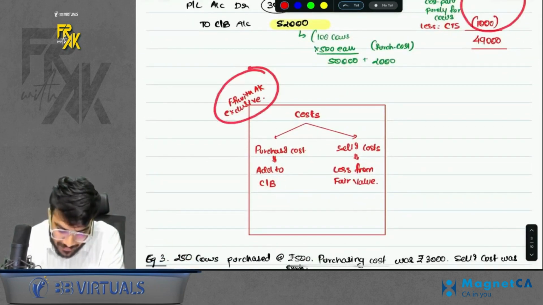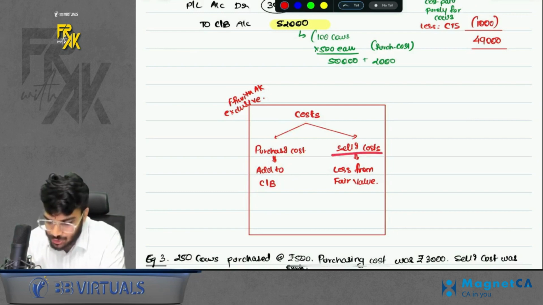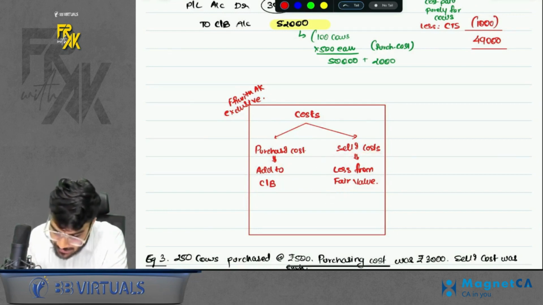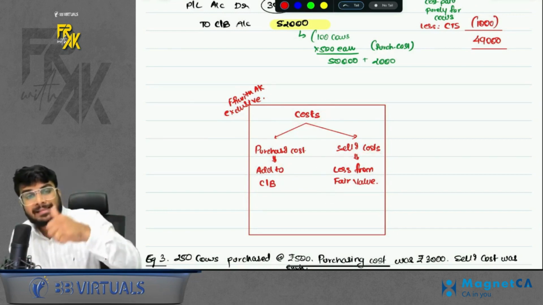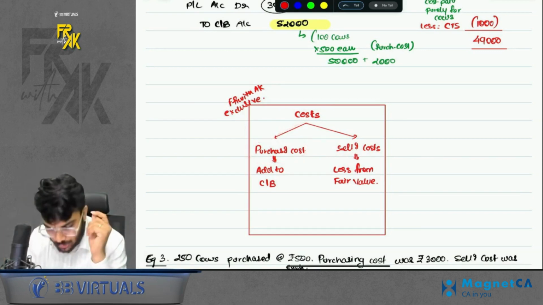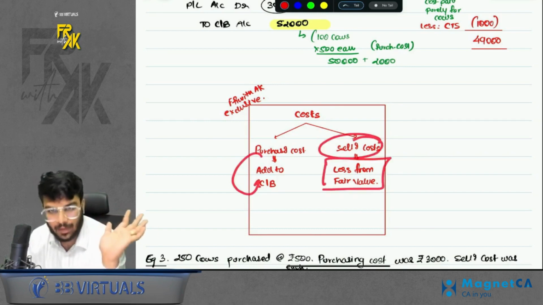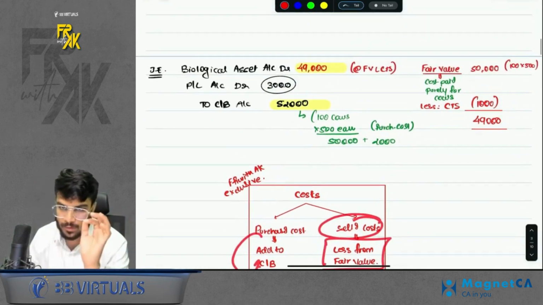This is a Farvidhic exclusive hint. What is it? If you have any purchase cost in the question, you will add it to cash bank. If you have any selling cost in the question, you will less it from fair value. If there is any cost which is incurred by the seller and the purchaser both, in that case, that cost will also get added to cash bank and also get deducted from the fair value. Okay, and whatever the difference is, it will get transferred to profit and loss.